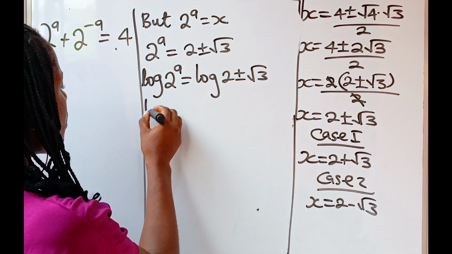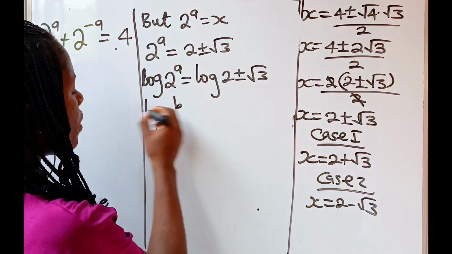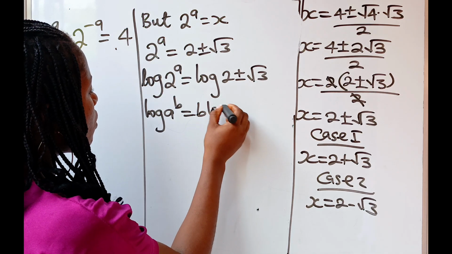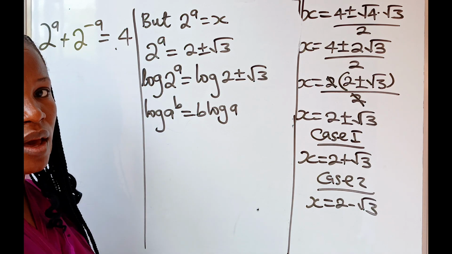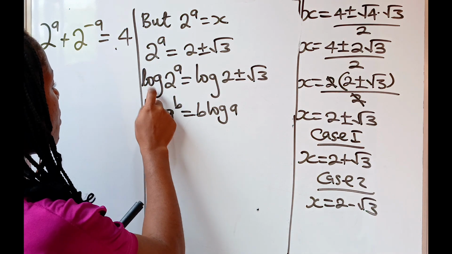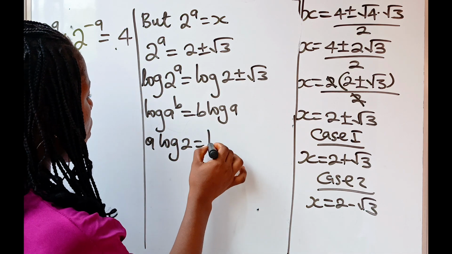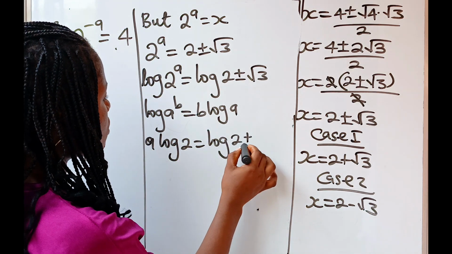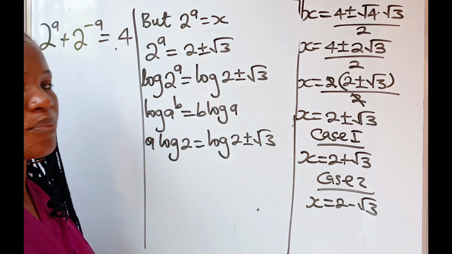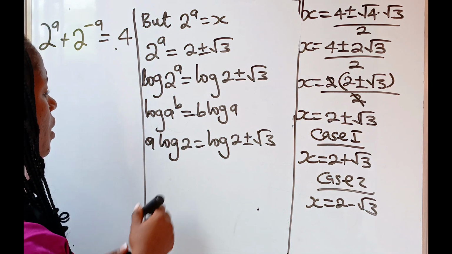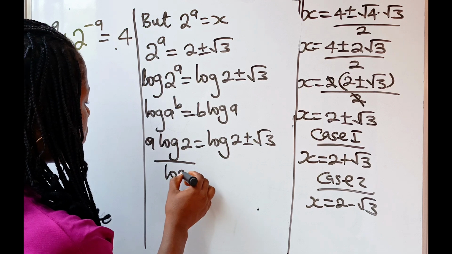All right. Now, when you have log a to the power of b, it is equal to b multiplied by log a. So that means that we can write this as a log 2 is equal to log 2 plus or minus root 3. All right. Okay. Now we divide both sides by log 2.